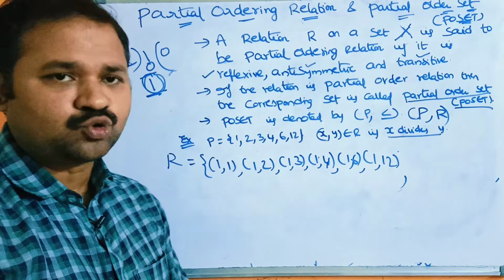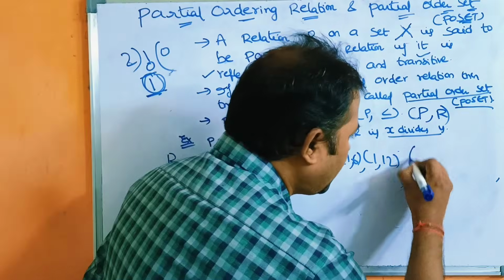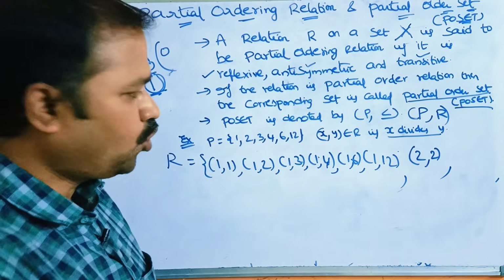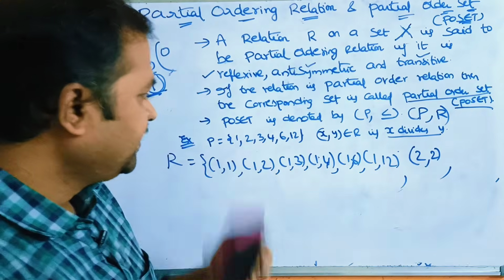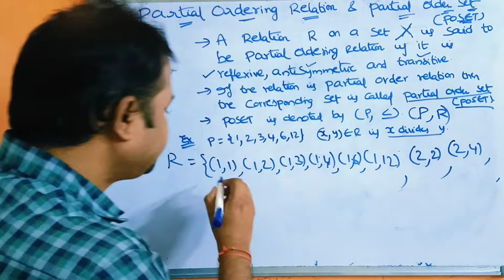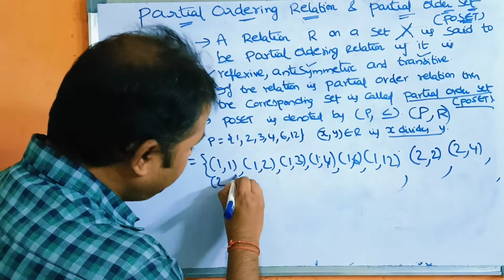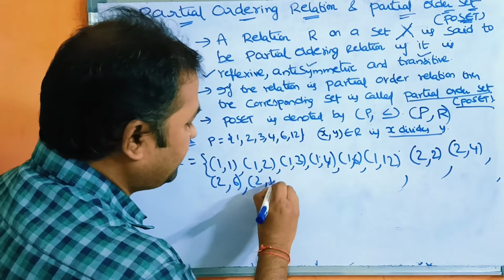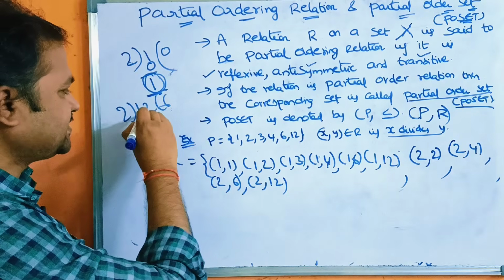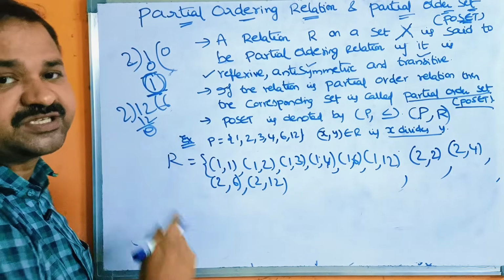So we can't write 2 comma 1. But we can write 2 comma 2. So 2 divides 2. Next, can we write 2 comma 3? No. 2 can't divide 3. Next, 2 divides 4. So we can write 2 comma 4. Next, we can write 2 comma 6 because 2 divides 6. We can write 2 comma 12. Why? Because if we take 2 divides 12, 2 sixes are 12. So 12 minus 12 means 0.